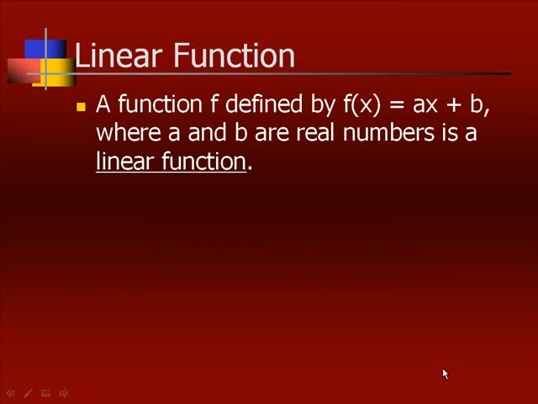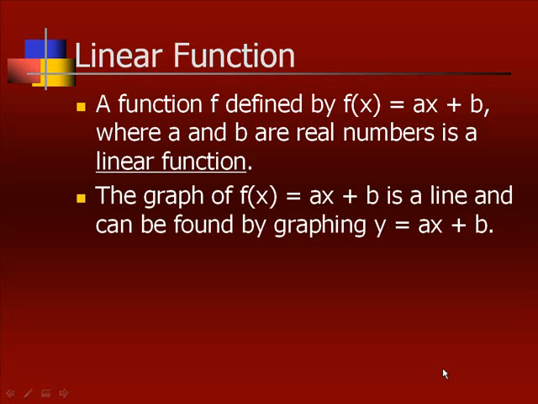Now, a function f defined by f of x equals ax plus b, where a and b are real numbers, is a linear function. The graph of f of x equals ax plus b is a straight line and can be found by graphing the equation y equals ax plus b.